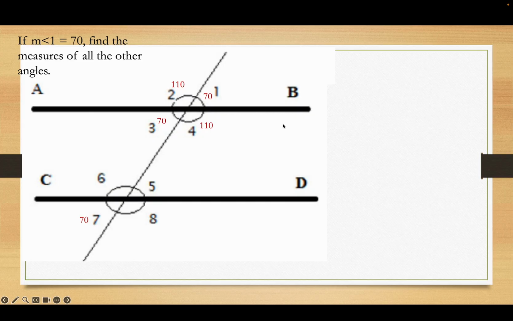7 is acute, 5 is acute, 6 and 8 are obtuse. All the acutes equal 70, all the obtuses equal 110. The acutes equal each other, the obtuses equal each other. 1 acute and 1 obtuse add up to 180. Okay.